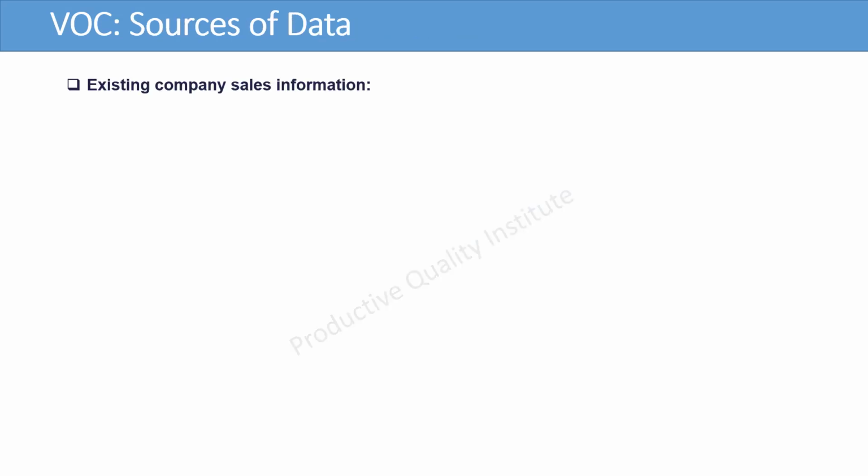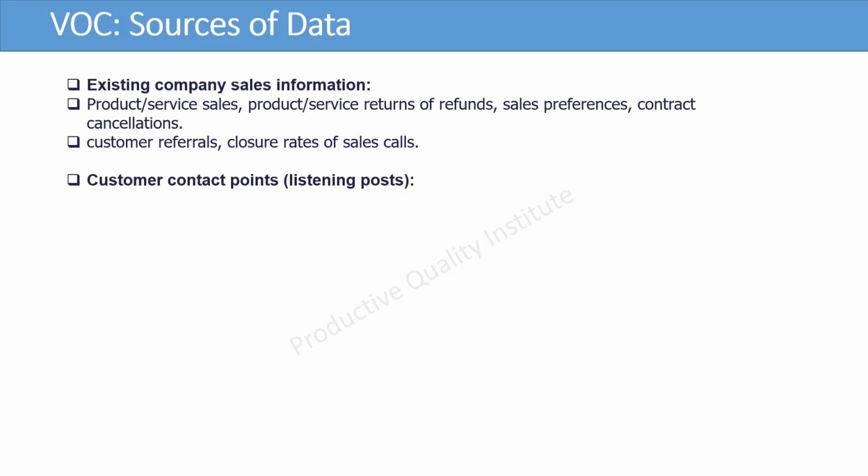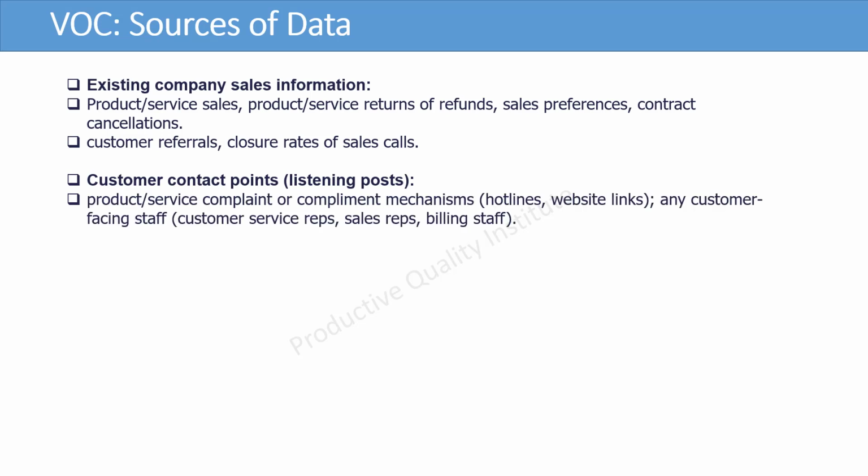Sources of data. For an existing company, to collect sales information, they have different sources of data: product or service sales, product or service returns or refunds, sales preferences, and contract cancellations. Additional sources of data are customer referrals, closure rates of sales calls. Customer contact points, listening posts, are product or service complaint or compliment mechanisms like hotlines, website links. Also, any customer-facing staff like customer service representative, sales representative, billing staff.